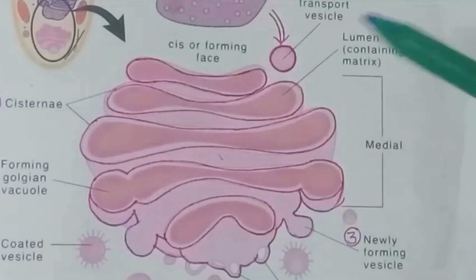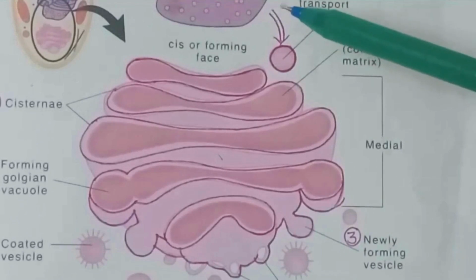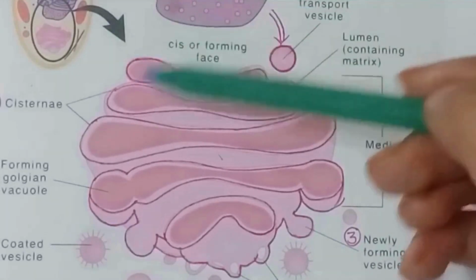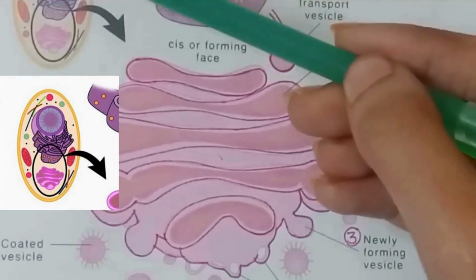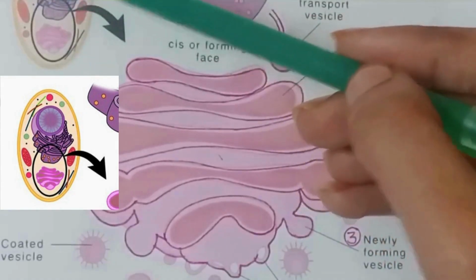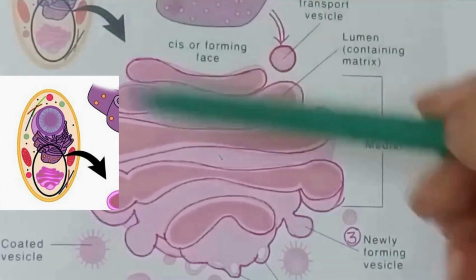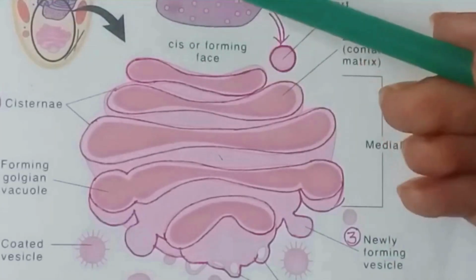Let's discuss Golgi apparatus in detail. These are densely stained reticular structures which are present near the nucleus of the cell. They were first observed by Camillo Golgi in 1898.